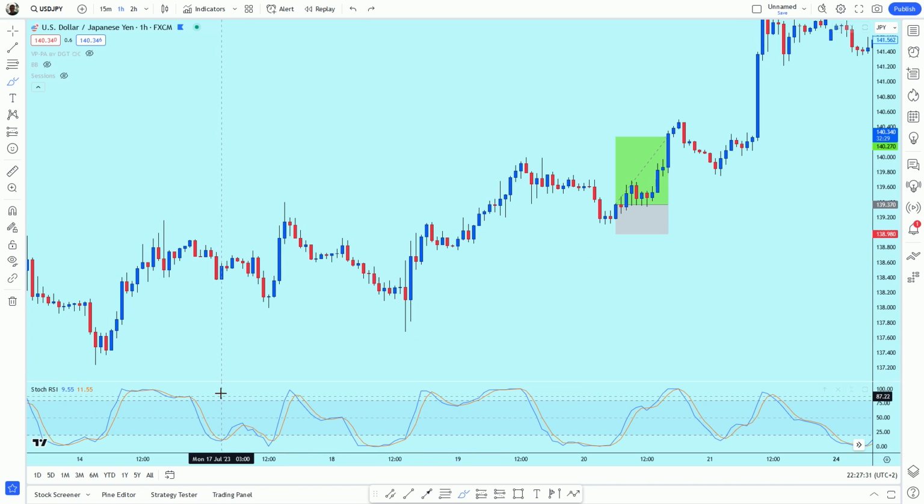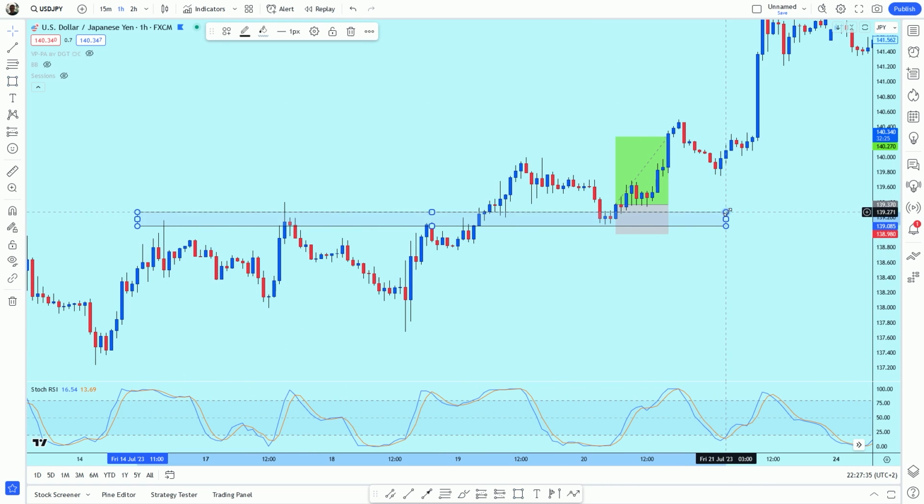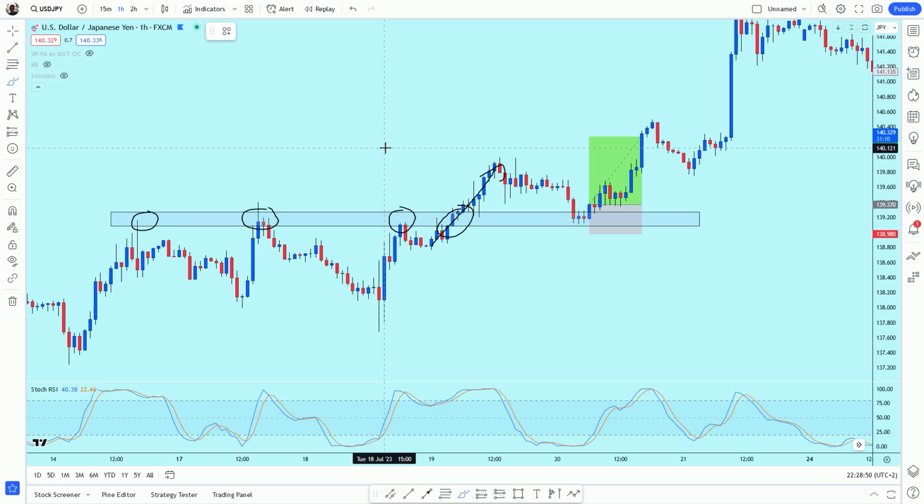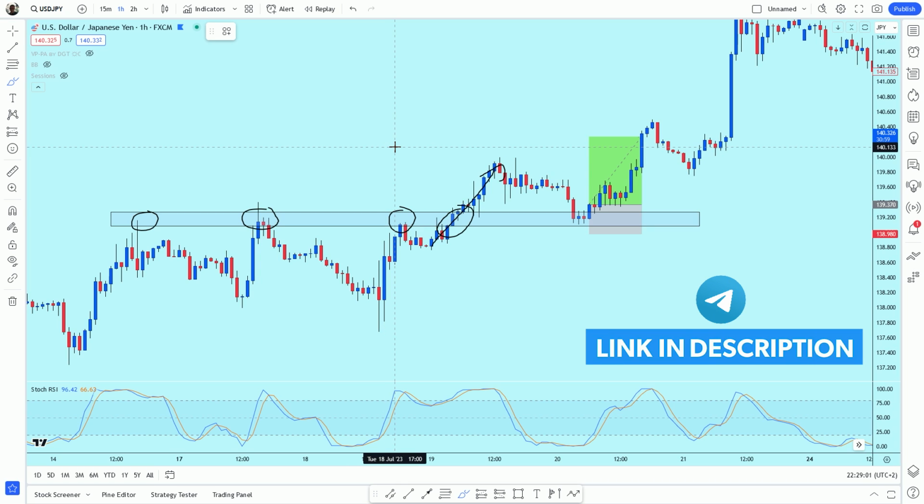But if you look closely, we can see that price formed this resistance zone here. As you can see, price rejected from this zone here, then a second time here and then a third time here. That means that this is a valid resistance zone, but price then went up to break this resistance zone. And what usually happens when price breaks a resistance or support zone? A retest occurs.